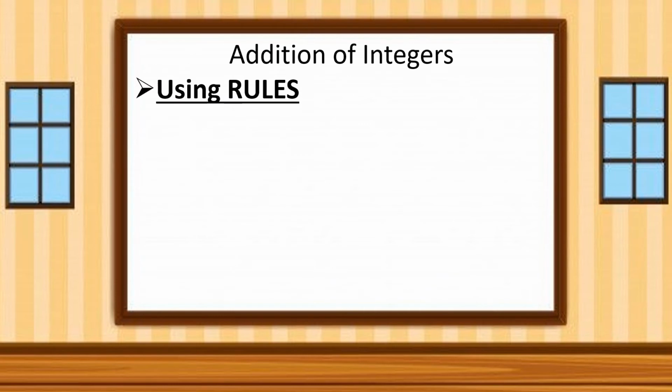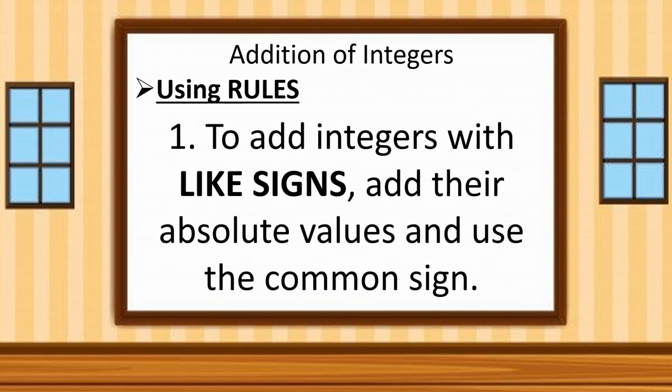Okay? Now, let's add integers naman po using the last one, which is using the rules. Okay, so we have to follow these rules in adding integer. To add integers with like sign, you have to add their absolute values and use the common sign. So kung ang i-add natin na integer ay like sign, pagsasamahin lang natin yung kanilang mga absolute value at kokopyahin natin yung pareho nila na sign since we are dealing with here the like signs.